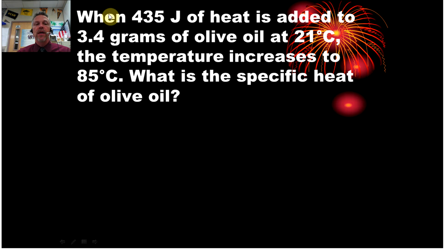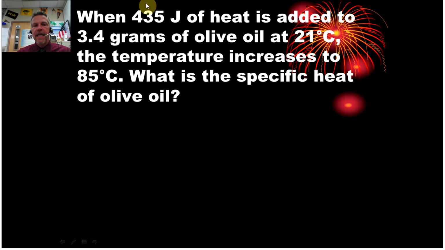When 435 joules of heat is added to 3.4 grams of olive oil that start at 21 degrees C, the temperature increases to 85 degrees C. What is the specific heat of olive oil? Okay, let's think about that. Let's take a look at this paragraph first and see what we can figure out.